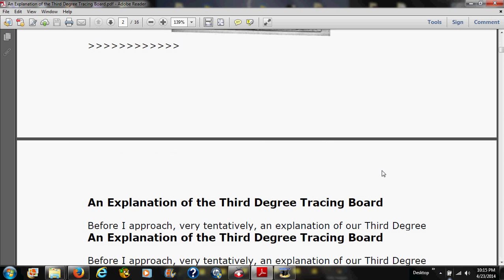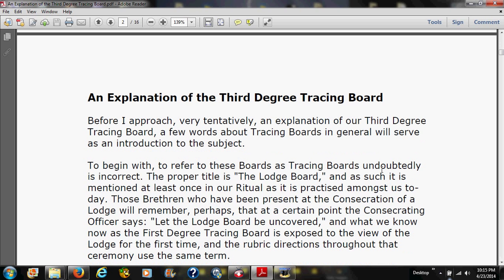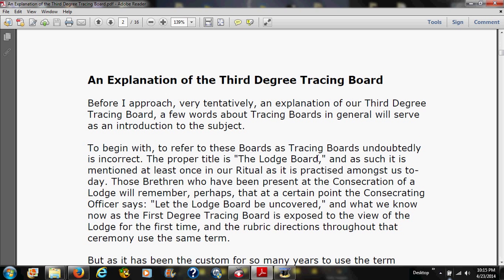So we'll go back down. 139, and an explanation of the third degree tracing board. Before I approach, very tentatively, an explanation of our third degree tracing board, a few words about tracing boards in general will serve as an introduction to the subject.